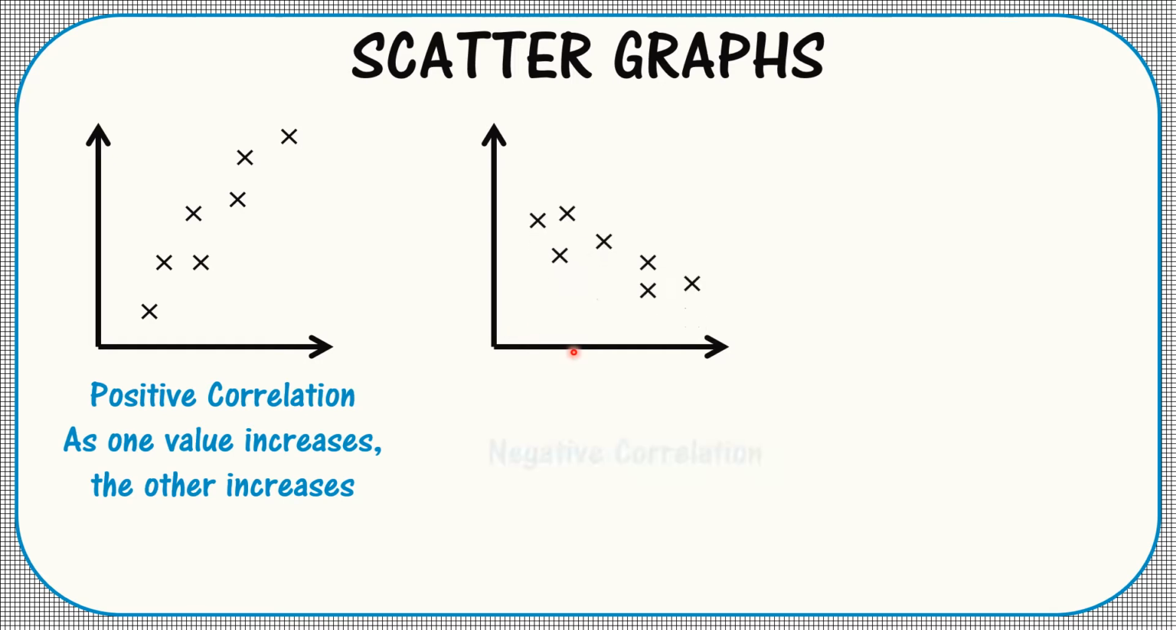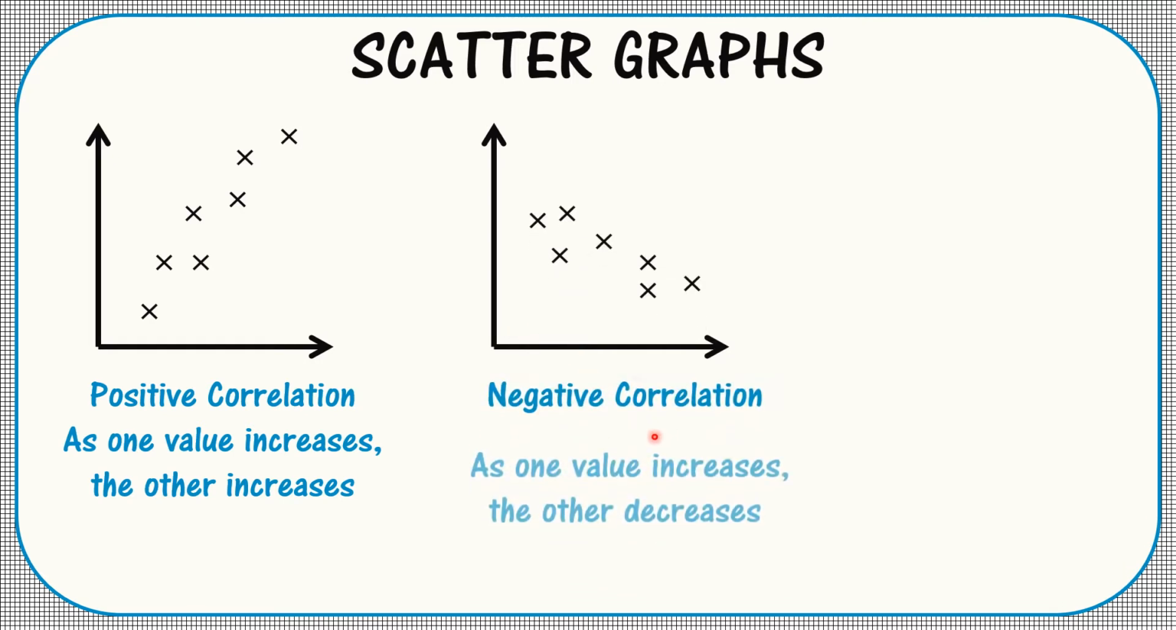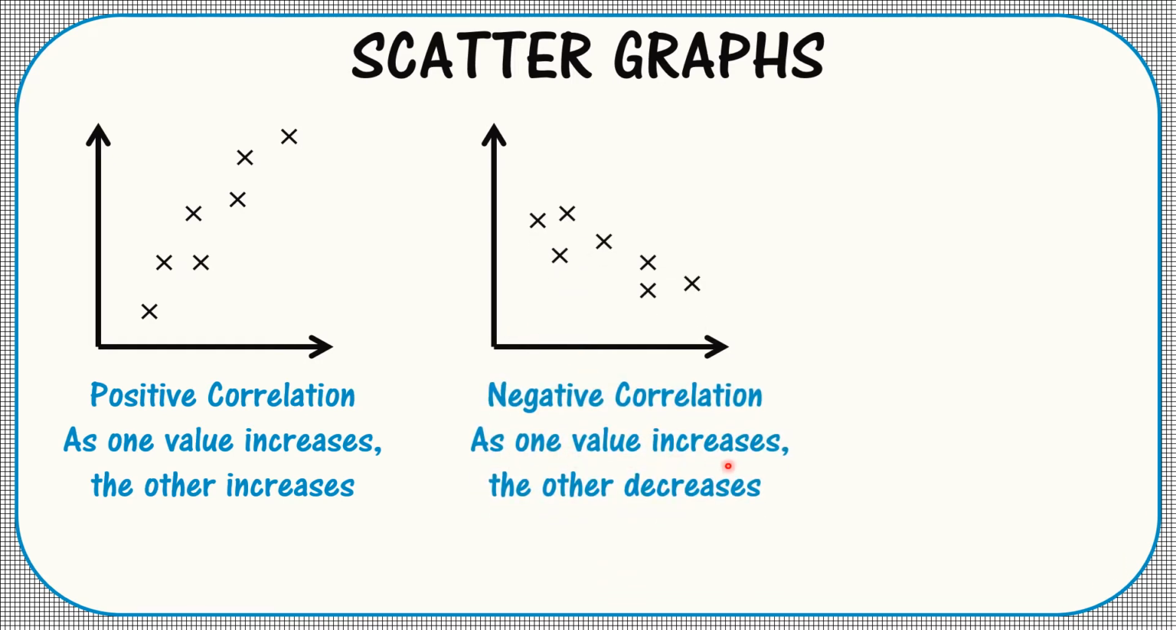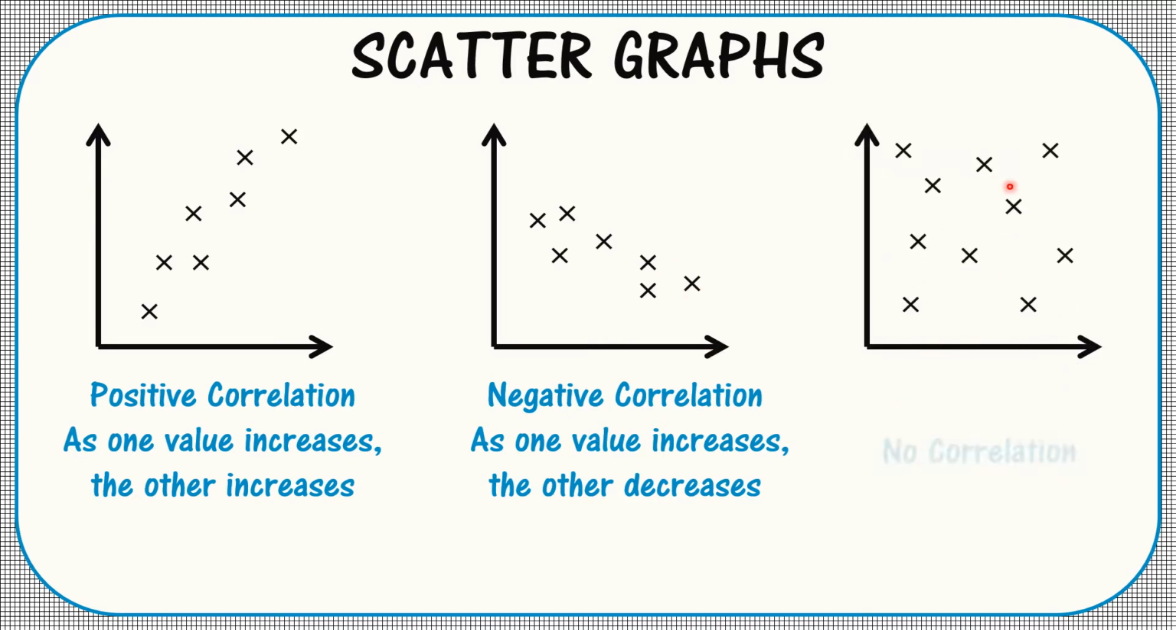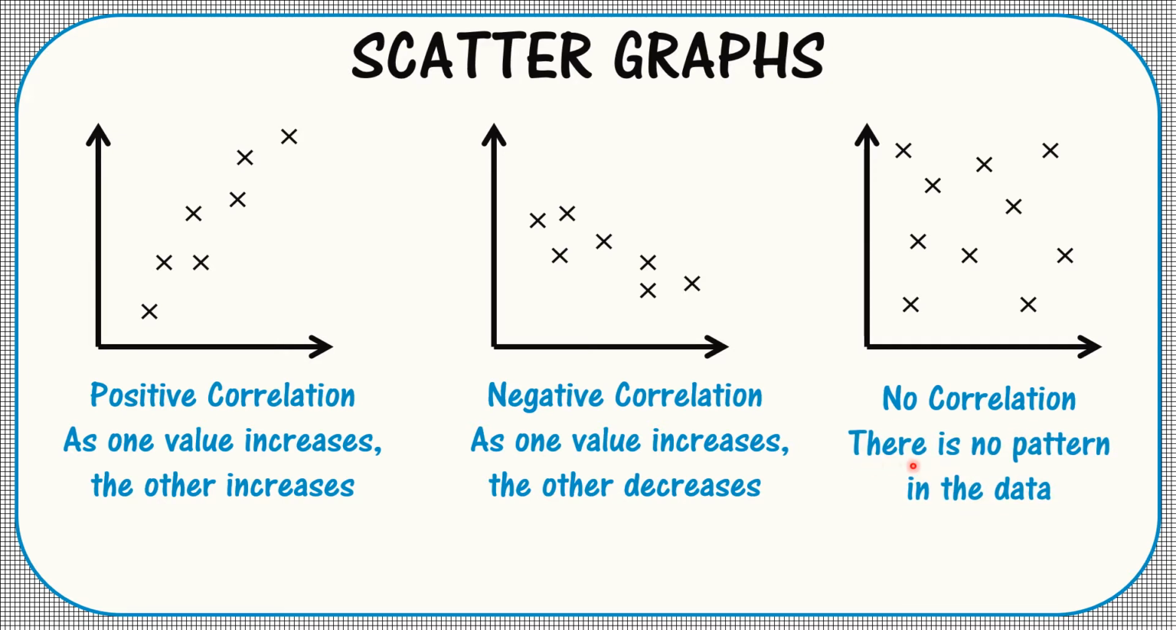The next type which we need to know is negative correlation. So as one value increases, the other decreases. So as you can see, these values go down and it has a downwards slope. The final one is when the points are scattered, and this has no correlation. So there is no pattern in this set of data.